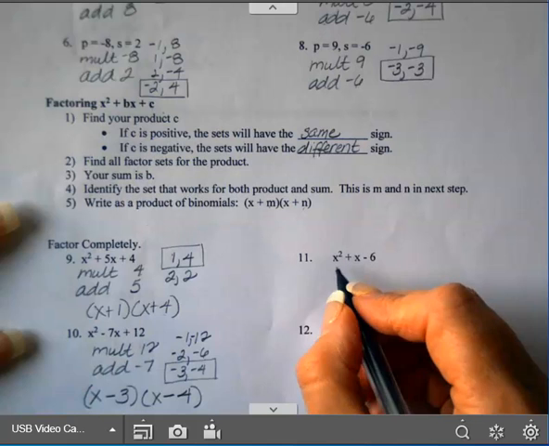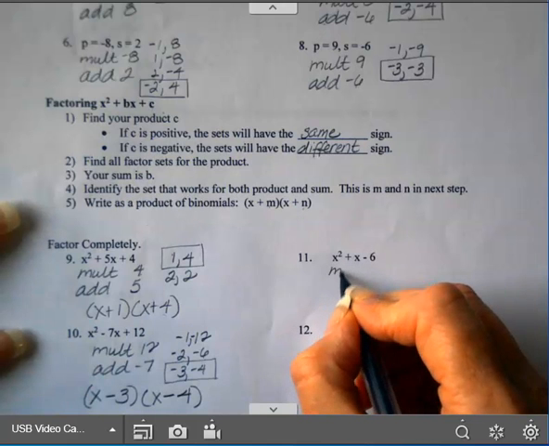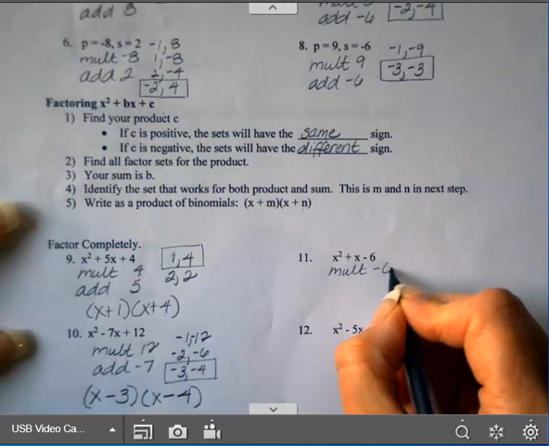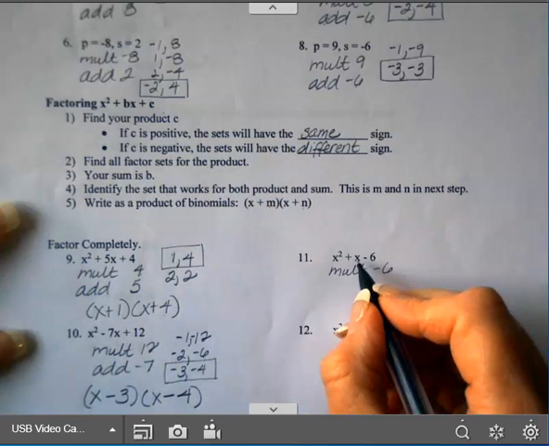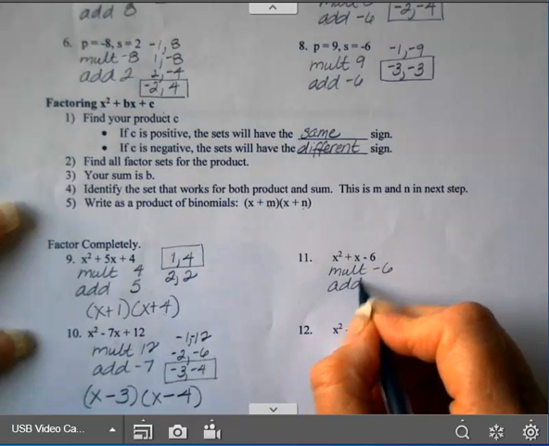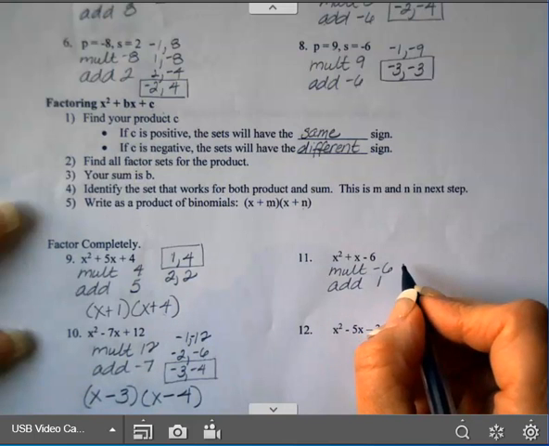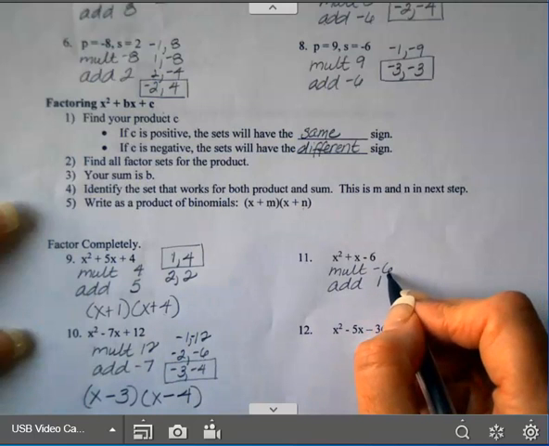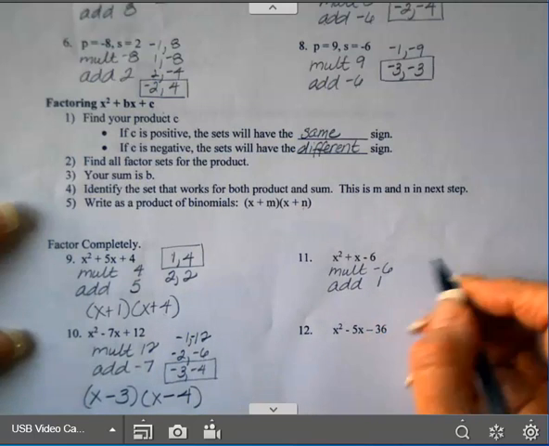On our next example, it has to multiply to the constant, which is negative 6. And it has to add or have a sum of 1. My middle term here is 1, so it needs to add to 1. And if you notice, this is the same, we're using the same factor sets that we did in 1 and 4. The numbers have to multiply to negative 6, so 1 is positive and 1 is negative.